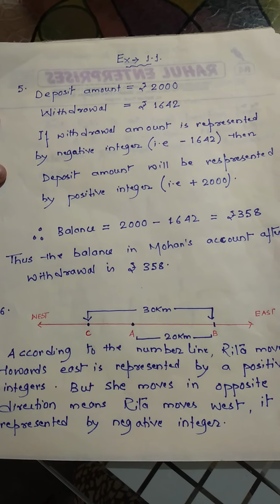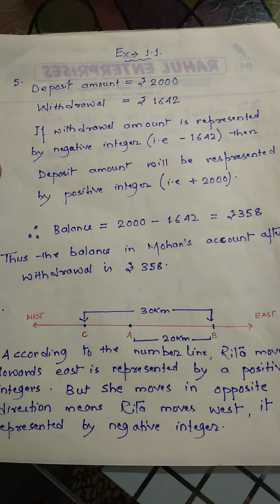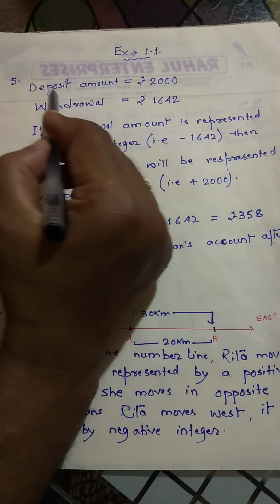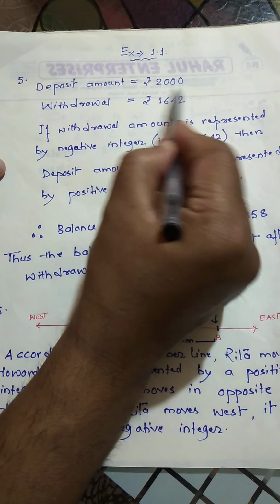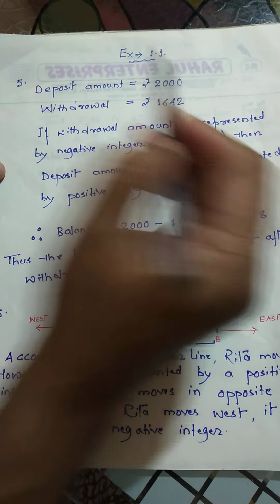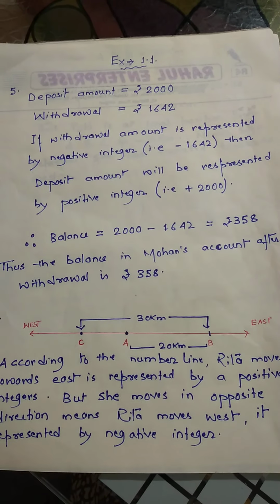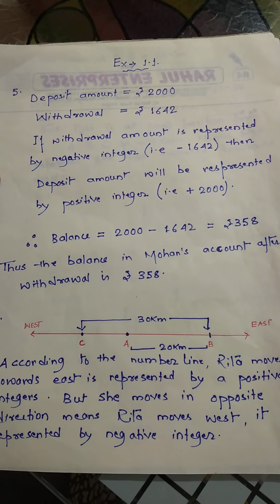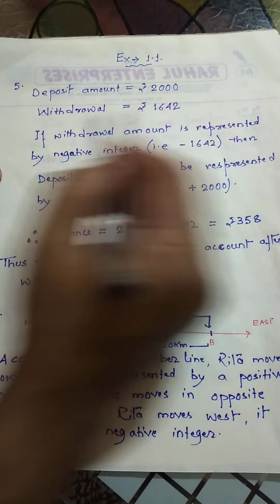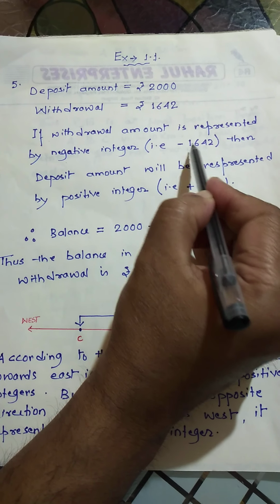Now, what is the question of question number 5? Mohan deposited rupees 2000 in his bank account and withdrew rupees 1642. See, I have written Mohan deposited how much amount? 2000. How much money he withdrew? 1642. Now, what is the next thing they are saying? If withdrawal of amount from the account is represented by negative integers, that is minus 1642.